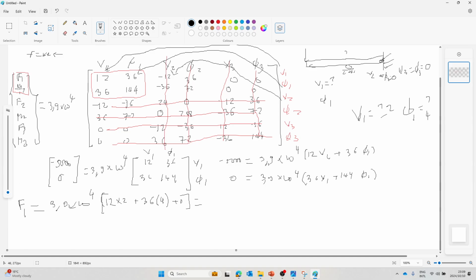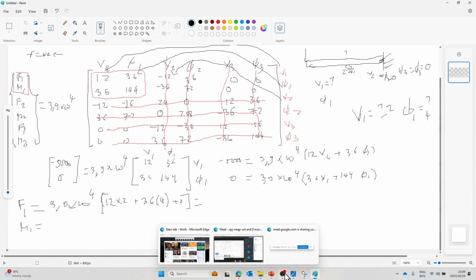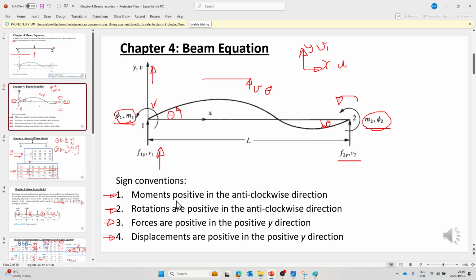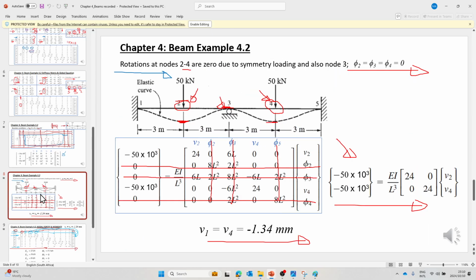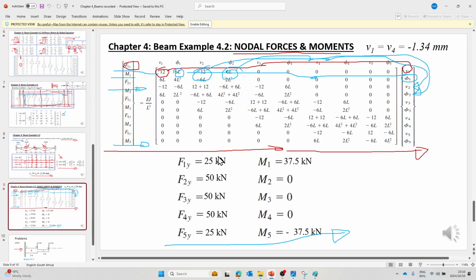Now again, you come to moment 1. You do the same thing for all of them. Moment 1. I want to check something here, on the moment and the force. Okay, you found the displacement. 50 is applied here, there is no information given. Okay, we find this displacement. So what do we do for the forces?